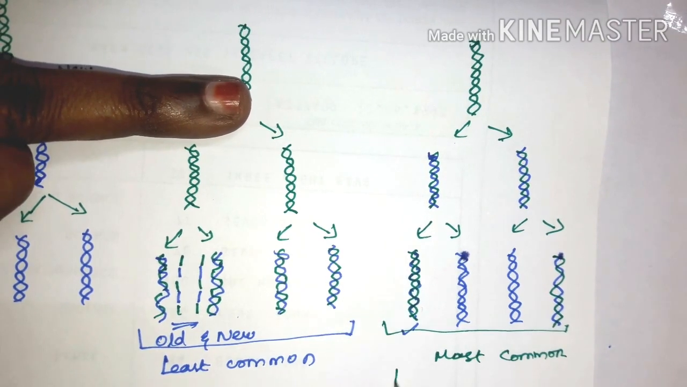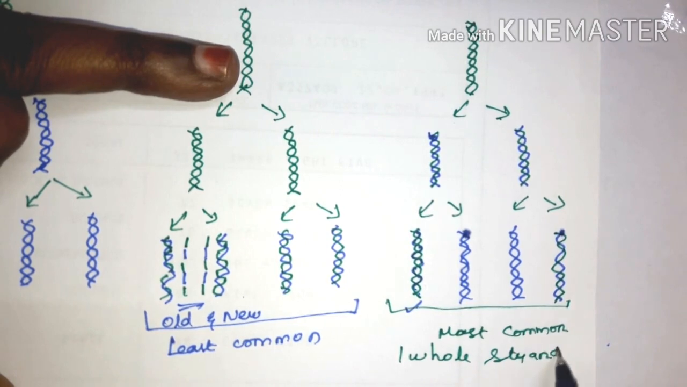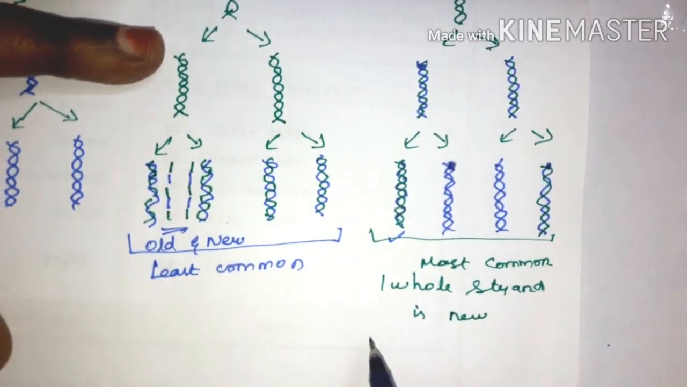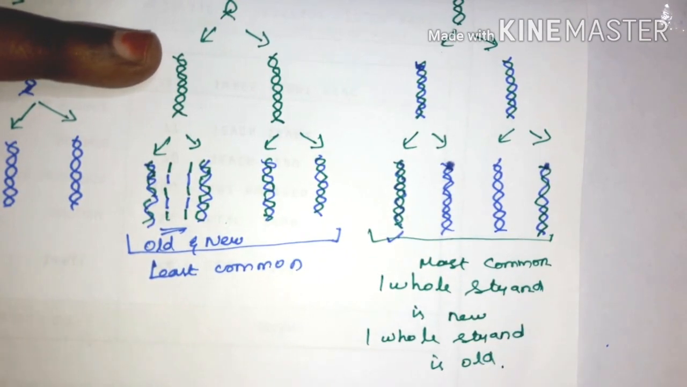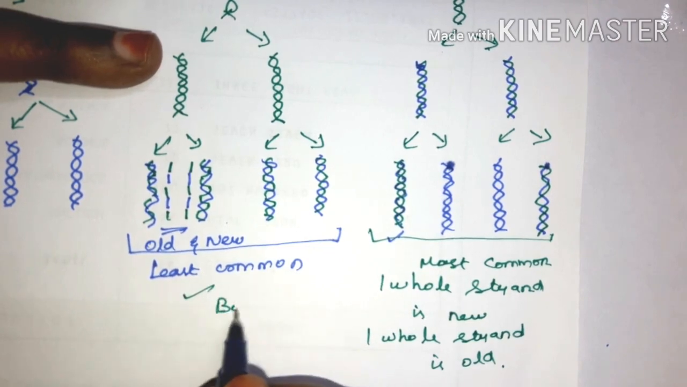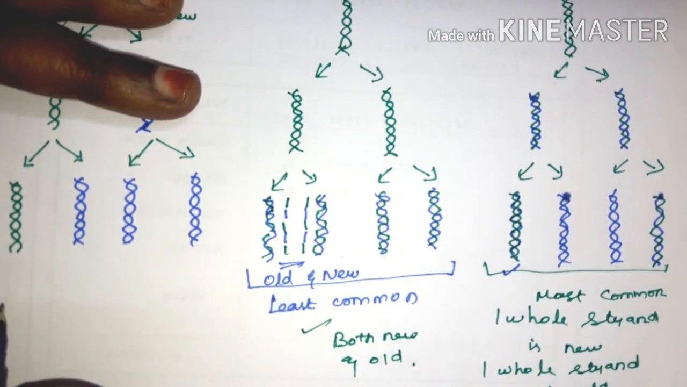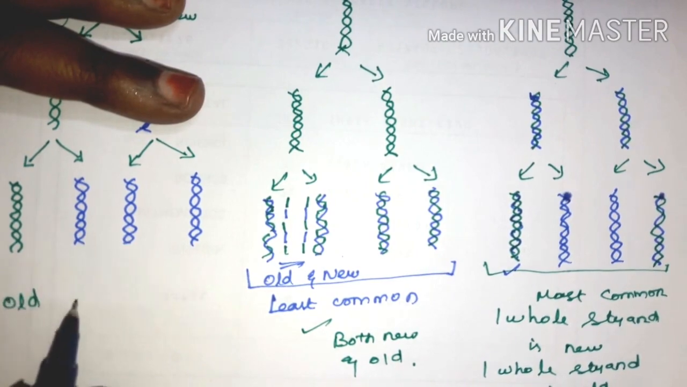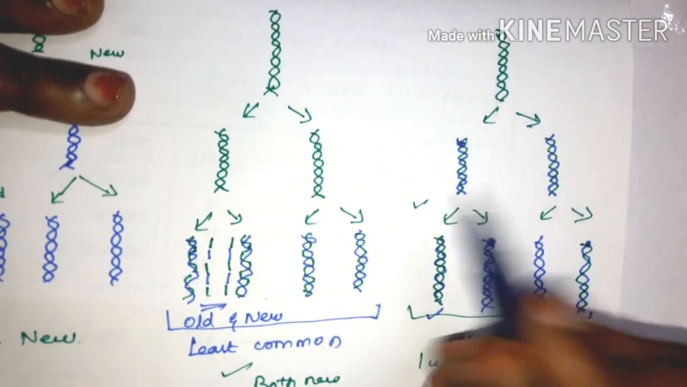So one strand is old and one strand is new. In this case, both new and old are present. Here it is completely old and completely new. So this is the most common one.